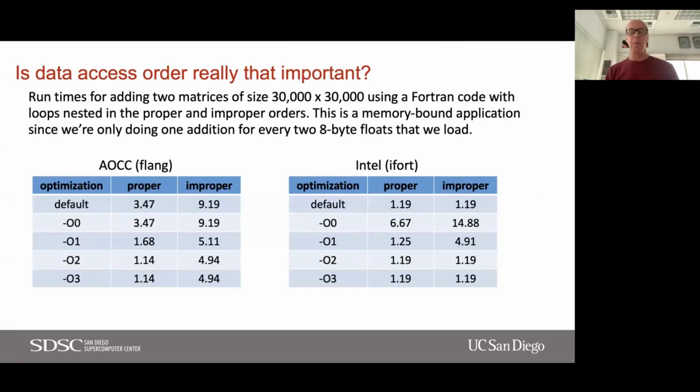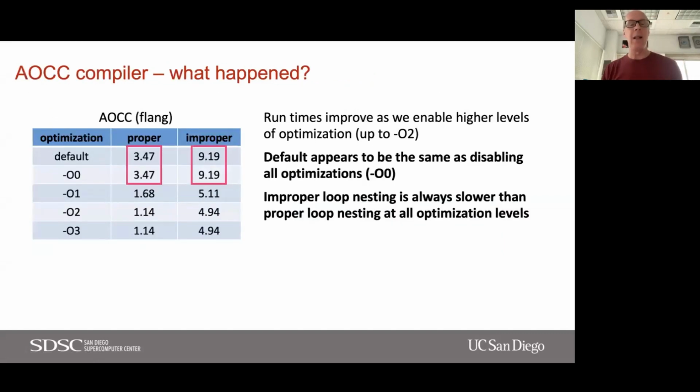And we see some very different behavior when we use the AOCC, the AMD compilers, and the Intel compilers. So we'll start with the AOCC. Here, we'll notice that when we used default optimization and the proper loop nesting, the code was a lot faster, almost 3 times faster.